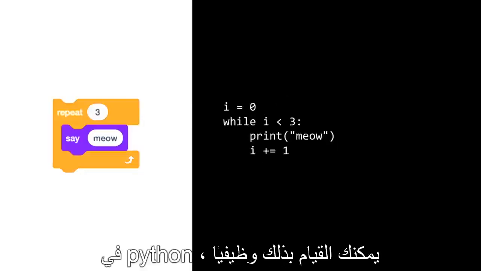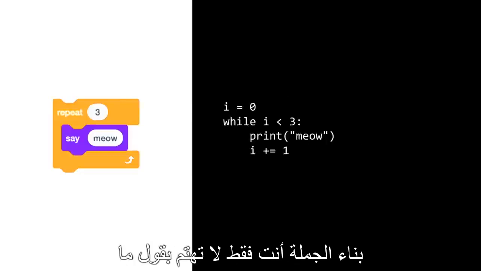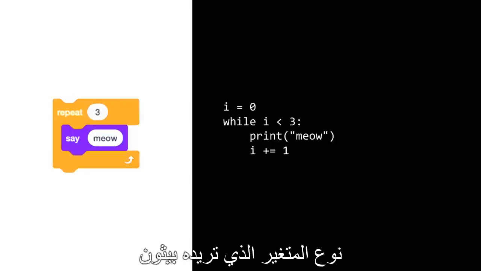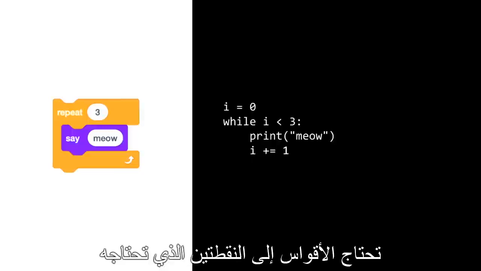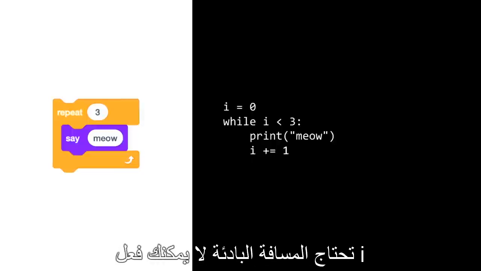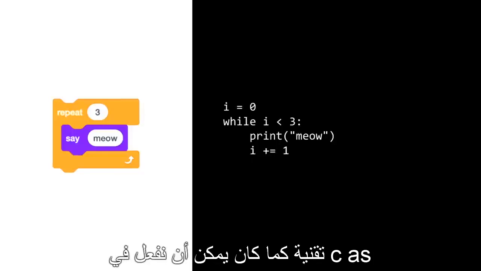In Python, you can do it functionally the same way. Same idea, slightly different syntax. You just don't bother saying what type of variable you want. Python will infer from the fact that there's a 0 right there. You don't need the parentheses. You do need the colon. You do need the indentation. You can't do the i++, but you can do this other technique, as we could have done in C as well.